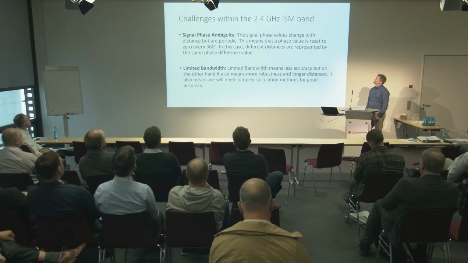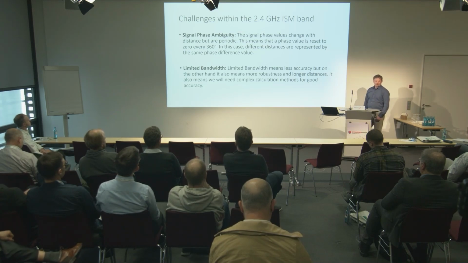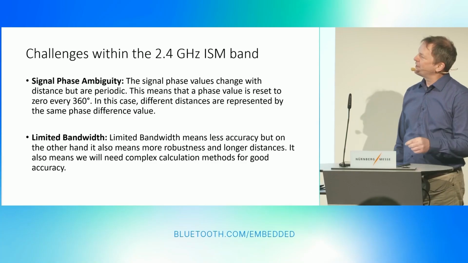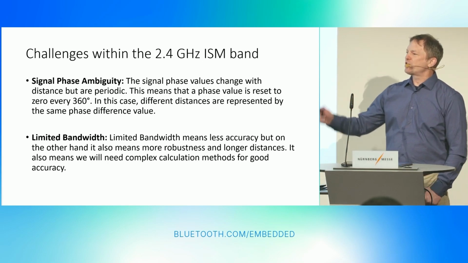Then we have the 2.4 gigahertz ISM in-band challenges. You mentioned already that we are measuring the phase by phase difference. But because 2.4 gigahertz has a wavelength of about 12 centimeters, a bit above that, depending on which channel you're using, there's a wraparound every 360 degrees. So we can only measure a difference of 12 centimeters. Because of that, we are measuring on different channels, and then we make a phase difference between channels.